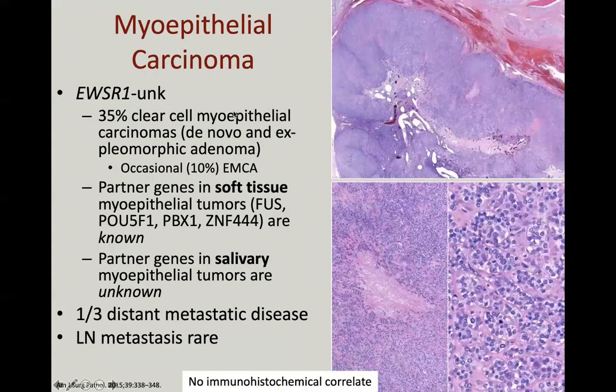Okay, myoepithelial carcinoma tends to have this kind of very broad-based lobulated morphology with this central kind of necrotic area as seen here.